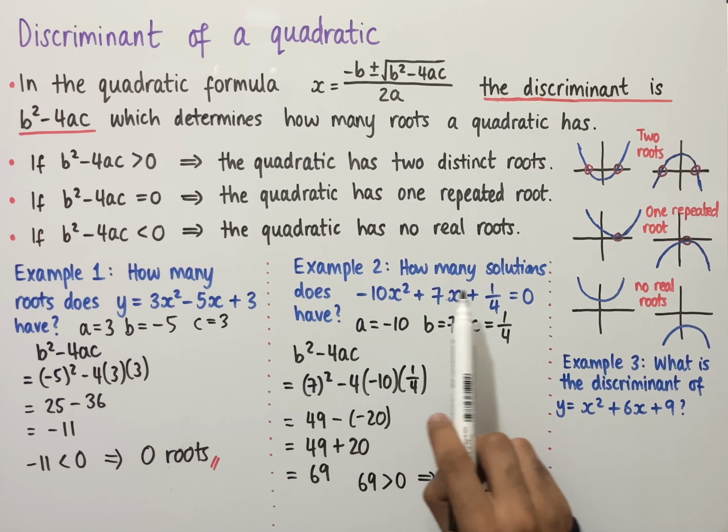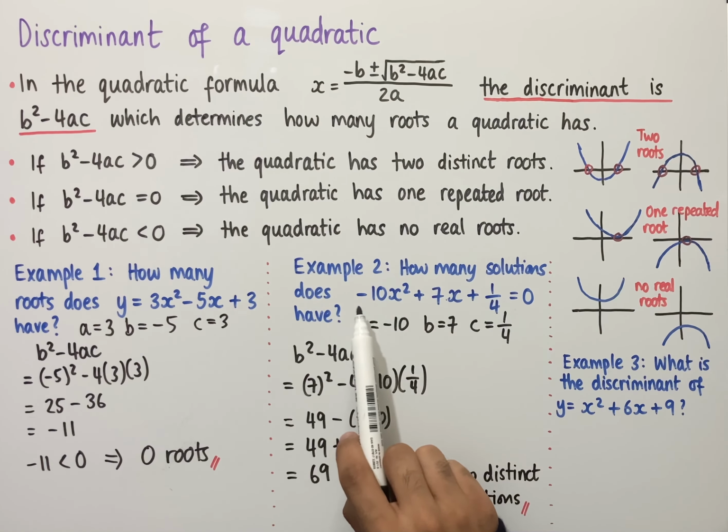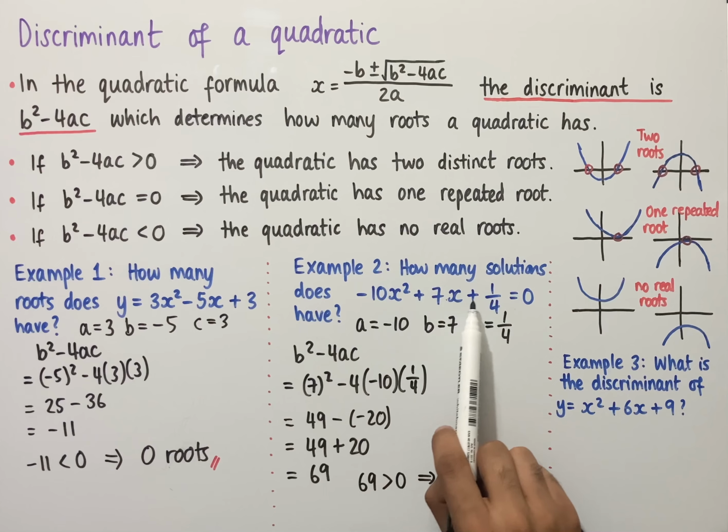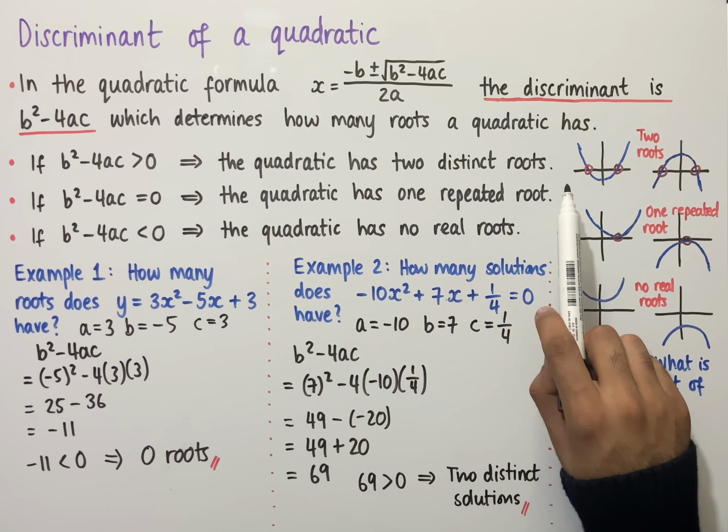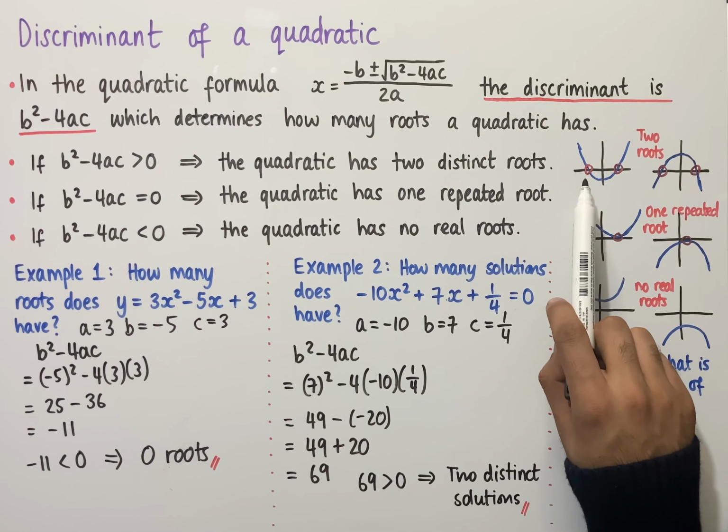In other words, if we were sketching the quadratic y equals minus 10x squared plus 7x plus a quarter, then the quadratic would go through the horizontal axis at two distinct points.